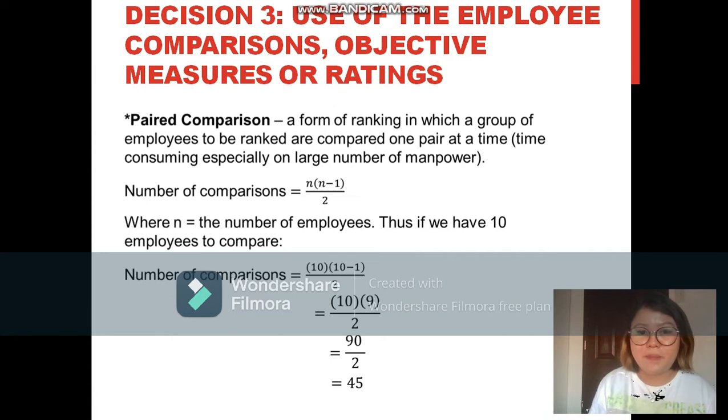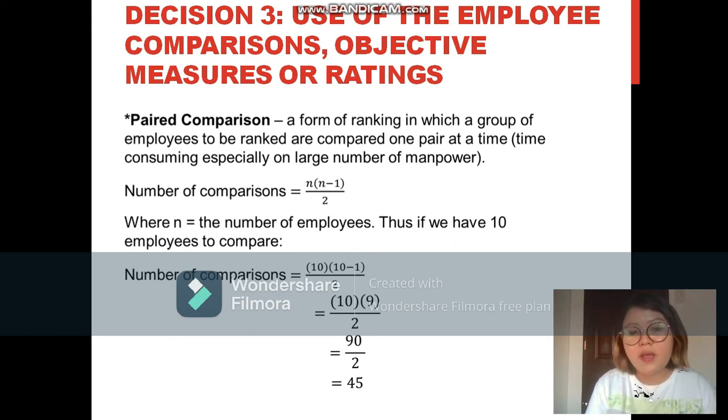So this is the formula. The number of comparisons is n multiplied by n minus 1, divided by 2. The n is the number of employees. Let's say, for example, we have 10 employees to compare. So n equals 10, multiplied by n minus 1, which is 9, divided by 2. 10 times 9 equals 90, divided by 2, and the total number of comparisons is 45.